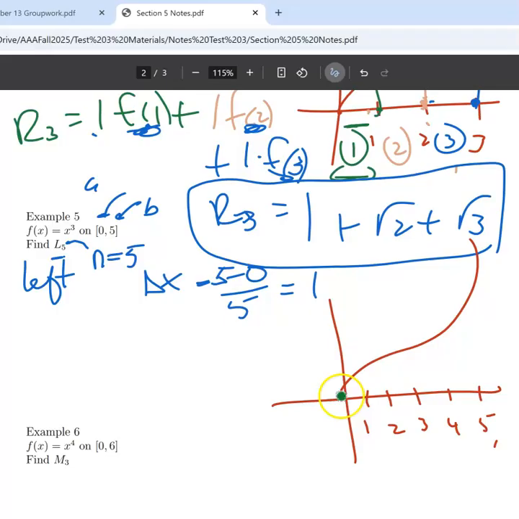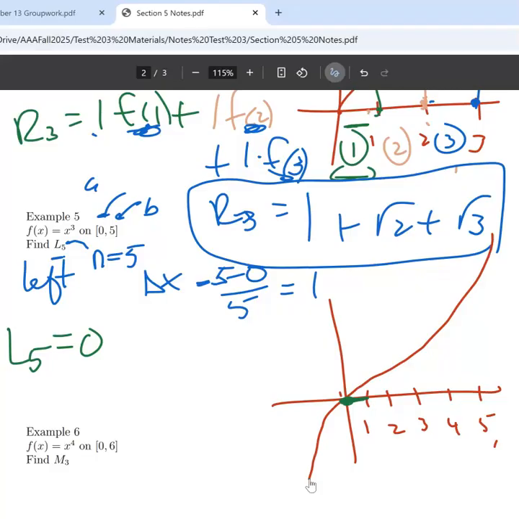Okay, so L sub 5. So for the first rectangle, I use the left-hand endpoint. And let me make that graph better because that's not how it looks, is it? All right, so it goes like, there we go. Okay, so left-hand endpoint, oh my goodness, that's 0. So that's going to be 0. I'm just going to put 0. All right, so the second rectangle is right here.